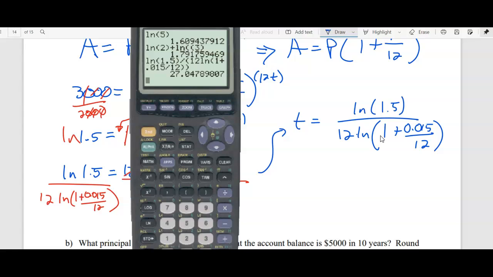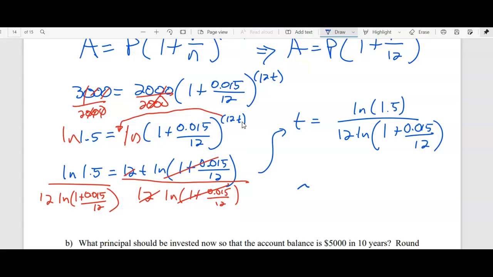27.0478, that is approximately 27 years. This value is the value that we approximate. Nothing in the evaluation of this value should be an approximation. So approximately 27 years.